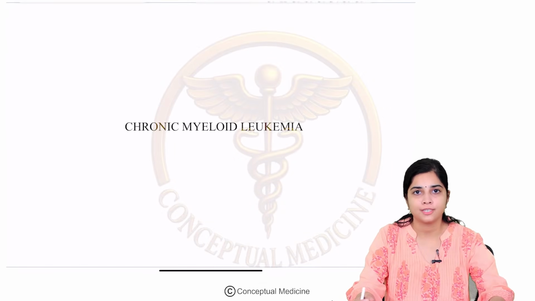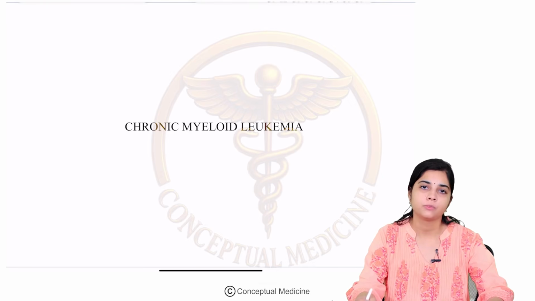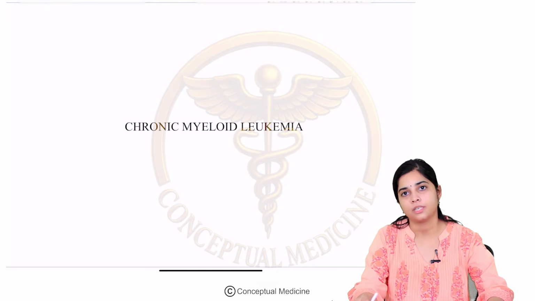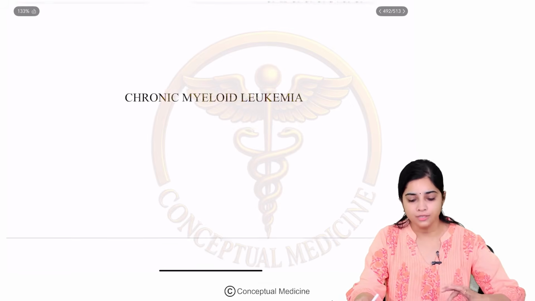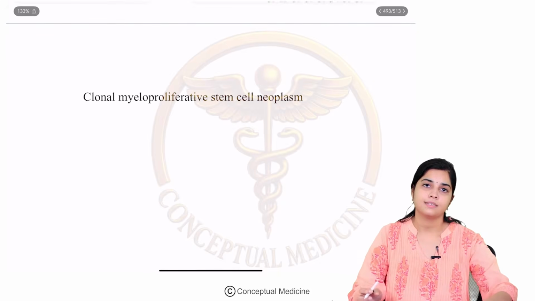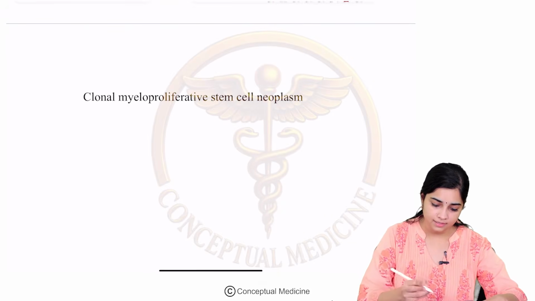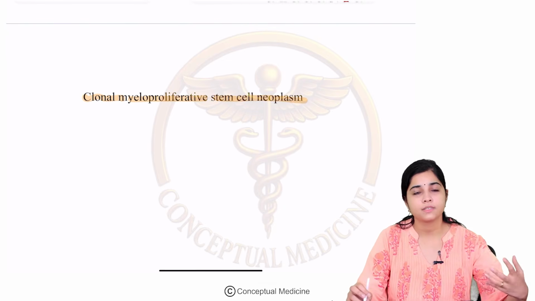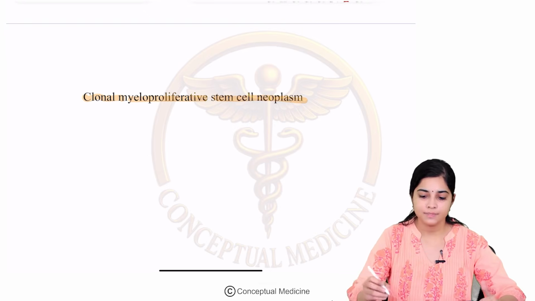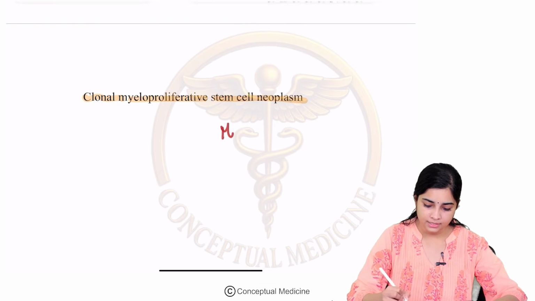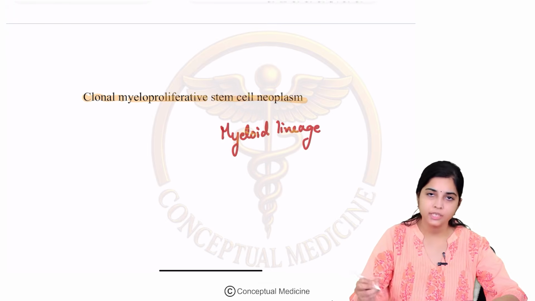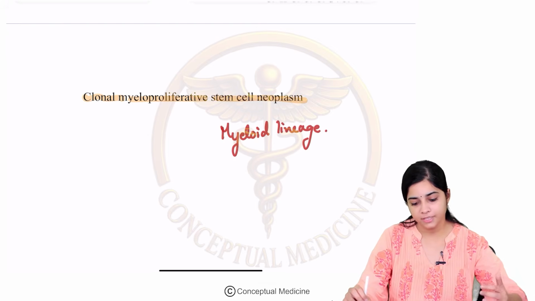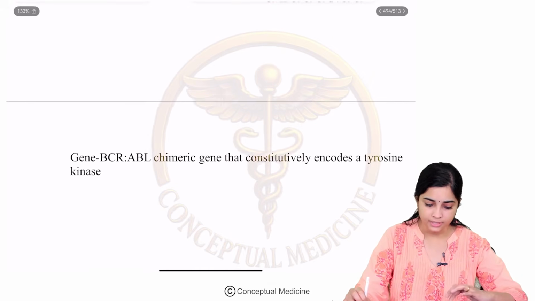In continuation with our journey in leukemias, now we'll be moving on to chronic leukemias, which include chronic myeloid and chronic lymphoid leukemia. So let us begin with chronic myeloid leukemia. What is CML? CML is a clonal myeloproliferative stem cell neoplasm of predominantly the myeloid lineage.